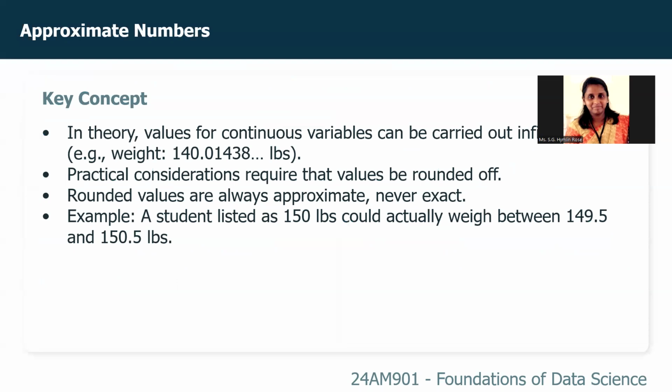Next is approximate numbers. This is an important practical reality about continuous variables, that values are always approximate when recorded. Because we give a range, and in that range there should be some value, right? In theory, values for continuous variables are carried out to infinity, like weight 140.01438. We are going to approximate it as 140. So a student listed as 150 lbs actually weighs between 149.5 and 150.5. So we round off the number, right? This is considered a key concept in continuous variables: approximate numbers.